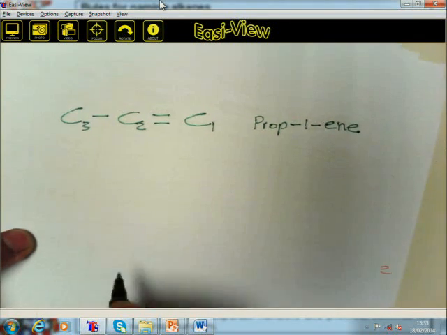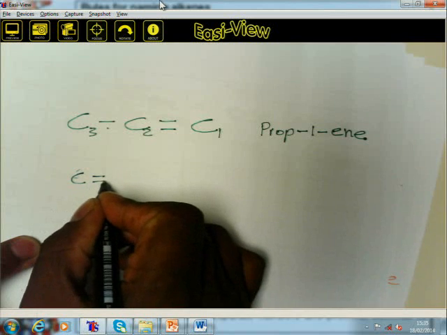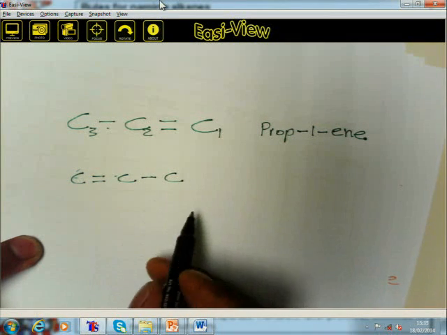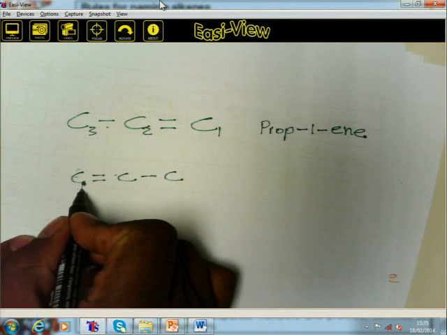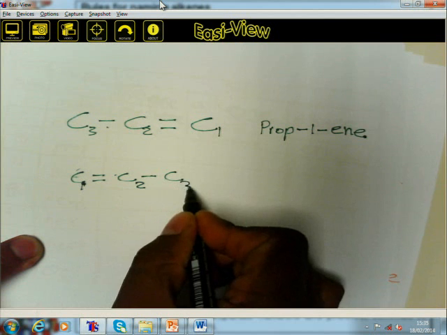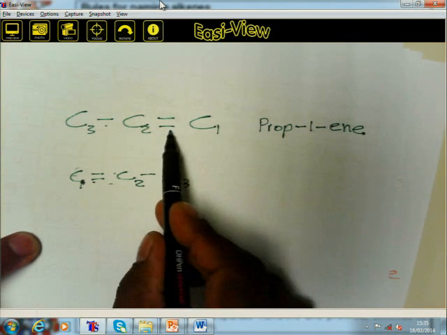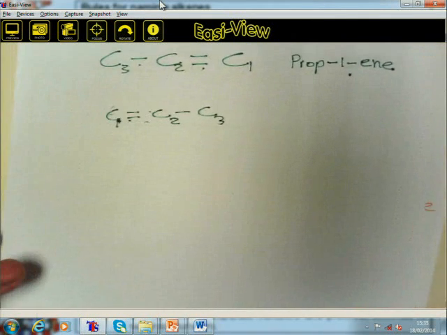All right. If I change and put it this side, I'll have 1 double bond, 2, 3. So if I number it, I must number it from the side nearer to the double bond. So I'll have 1, 2, 3. It doesn't matter whether the double bond is this side or that side, the name will still be the same, propene.